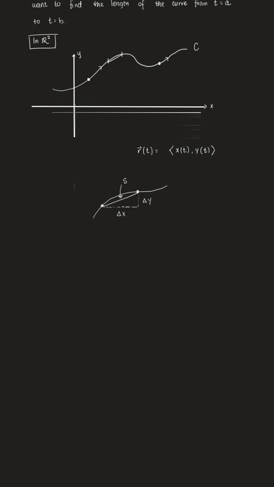But let's set it up this way. So we can see here that the length s squared would be equal to delta x squared plus delta y squared, and this is just by the Pythagorean theorem. So the length of that line segment would be the square root of this delta x squared plus delta y squared. Now remember that when we've parametrized the curve, we're using an independent variable t.